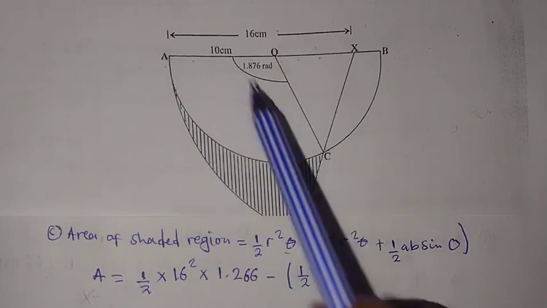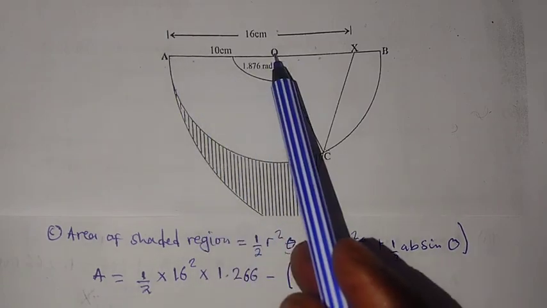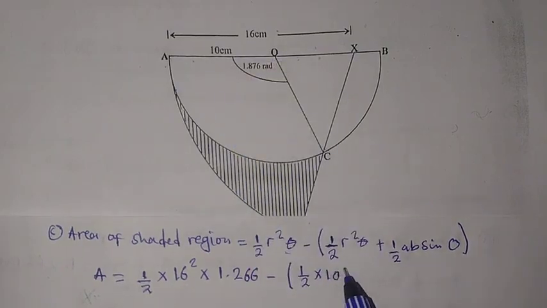Then minus 1 over 2 times the radius for AOC. The radius from A to O is 10. So this will be 10 squared. Theta is this angle, which is 1.876.